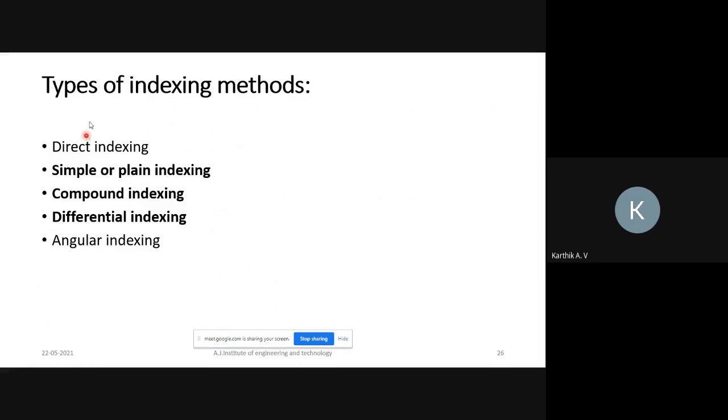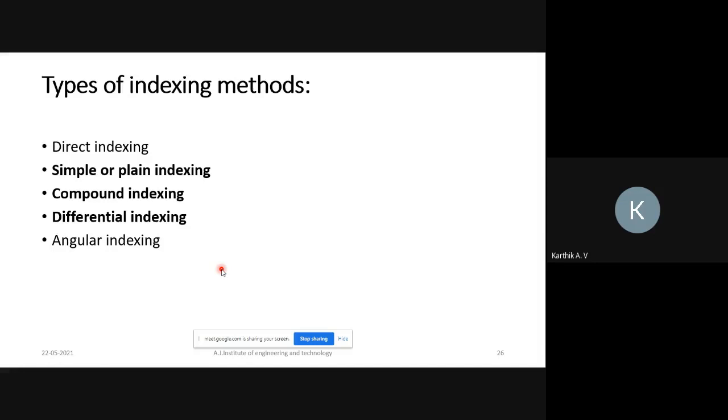First, the different types of indexing methods. First one is direct indexing. Second is simple or plain indexing. Third is compound indexing. Fourth is differential indexing. And fifth is angular indexing. These are the different types of indexing methods. We'll discuss them one by one.